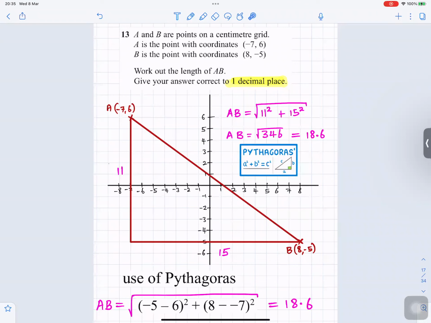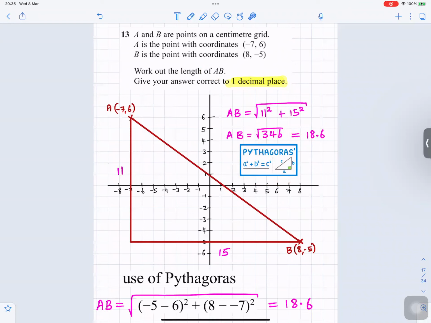Number 13. A and B are points on a centimeter grid. A is the point with coordinates -7, 6, and B is the point with coordinates 8, -5. Work out the length of AB. Give your answer correct to 1 decimal place. So we can use Pythagoras' theorem. I've put it in there with the formula, a squared plus b squared equals c squared.